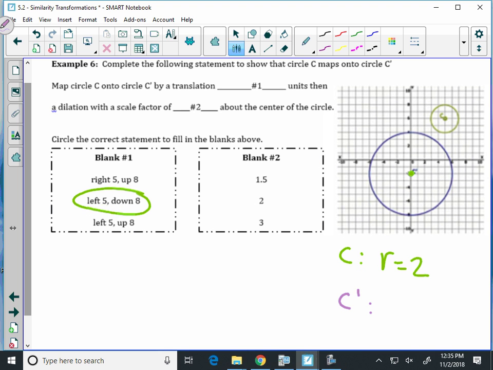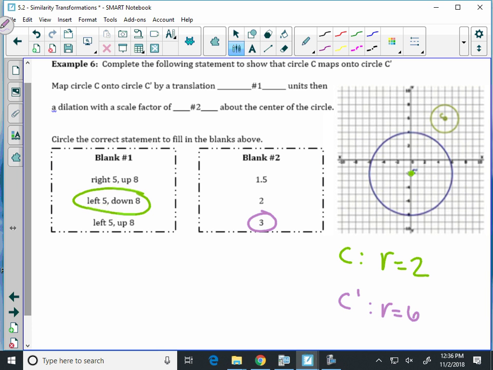And then what's the radius of C prime? When we start on the center and count out, Nyla, what's the radius of C prime? 6. Start in the center, count out, you get 6. So then ask yourself, what did you multiply 2 by to get 6? What did you multiply your pre-image by to get your image? If our radius was 2, and then we got a radius of 6, what did we multiply 2 by to get 6? 3. There's your scale factor.